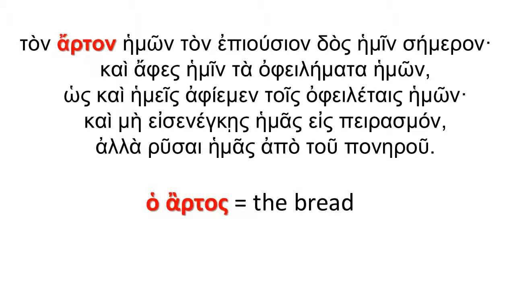Τον ἄρτον ἡμῶν. The word is ἄρτος. Ἄρτος in Greek means bread. Now, why is it that the word is ὁ ἄρτος, obviously a masculine word, but here we see the form τὸν ἄρτον.